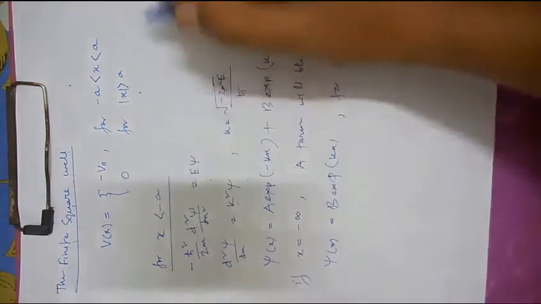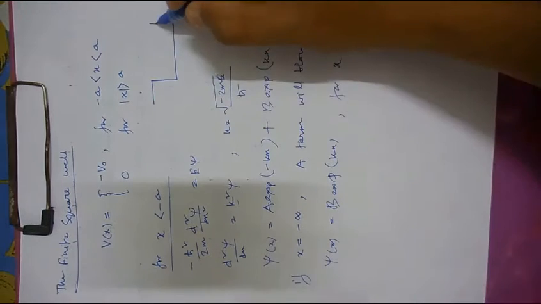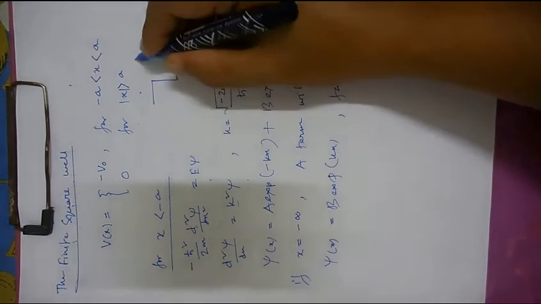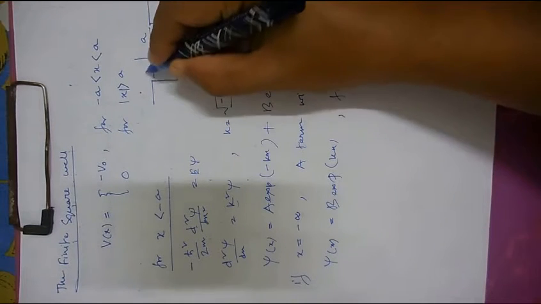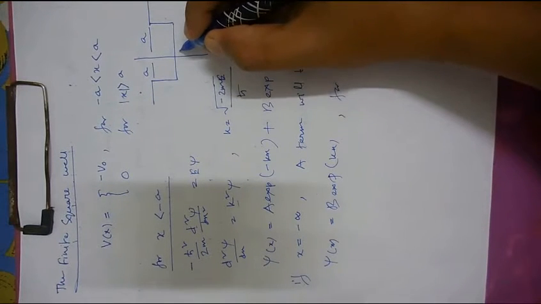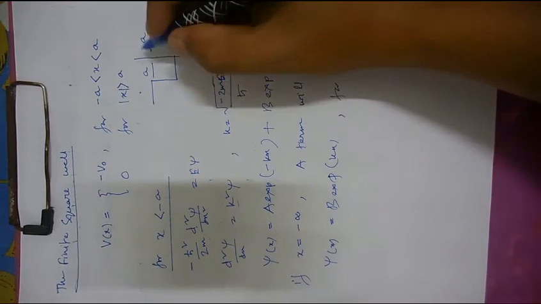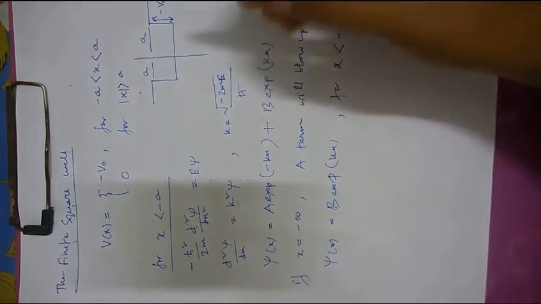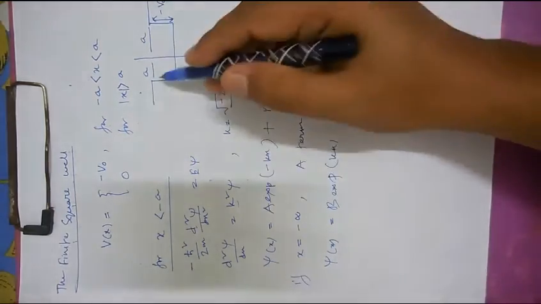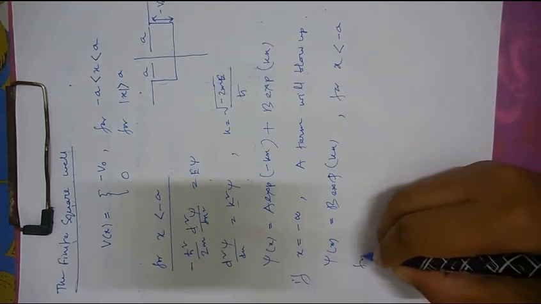Here let me draw the potential well for your convenience. Sorry, it should be symmetric, so this should also be a. This is minus V0. This is the potential. First we have calculated for this part, and now we will derive psi for the middle part.